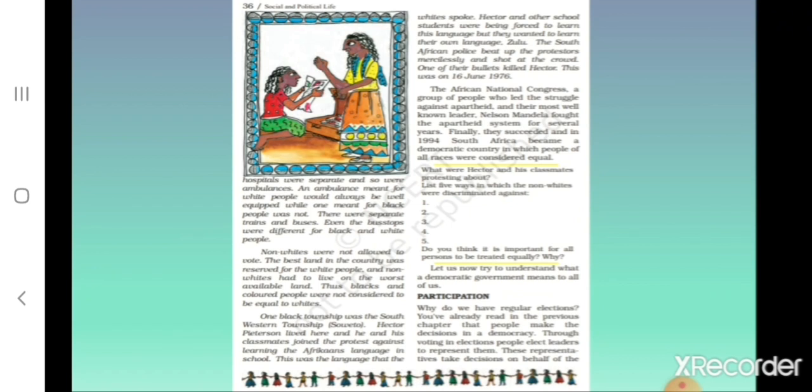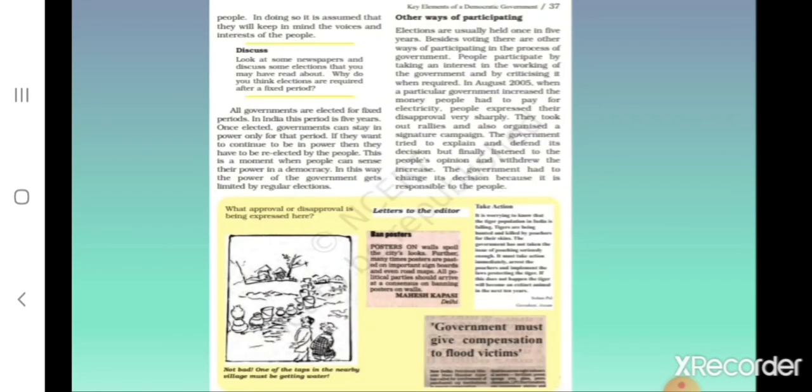And we also learned about participation, that is, people make the decisions in a democracy by voting, and they elect their representatives who take decisions on their behalf. And in doing so, it is assumed that these representatives will keep in mind the voices and interests of the people. And all governments are elected for fixed periods. That is, in India, this period is of 5 years.